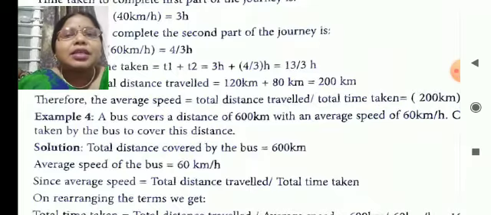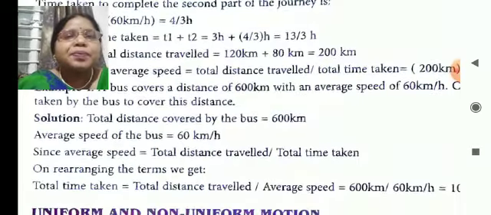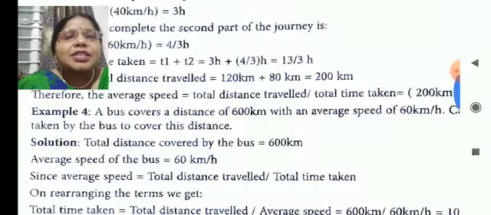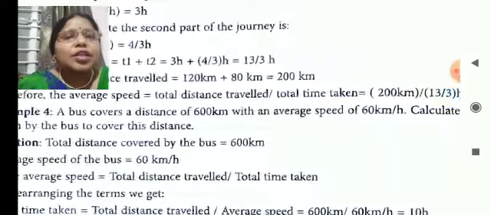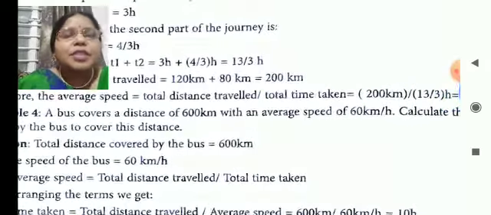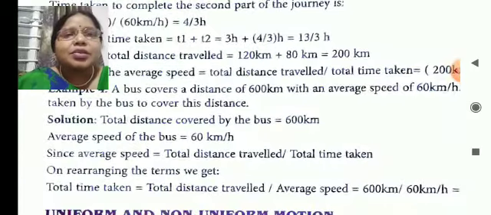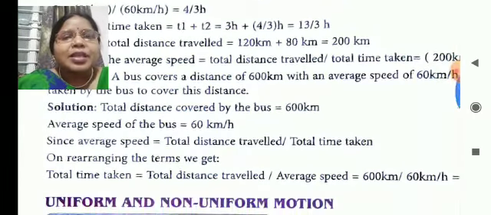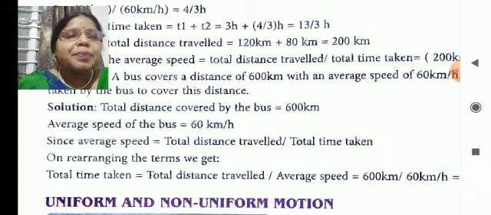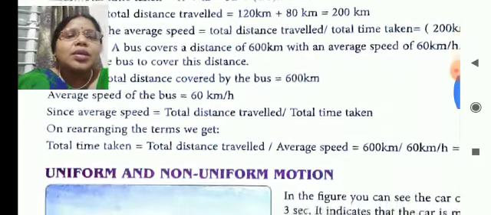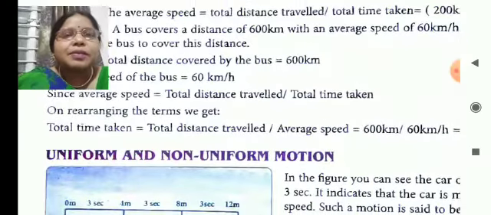Same as here in example 4. A bus covers a distance of 600 km with an average speed of 60 km per hour. Calculate the time taken by the bus to cover this distance. Simple. Total time is equal to total distance divided by average speed. So the time can be calculated.